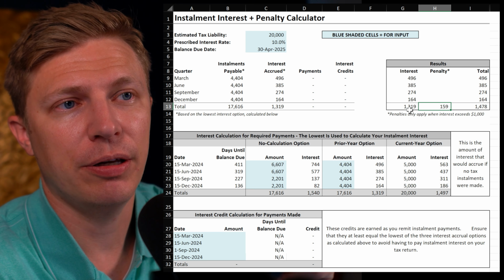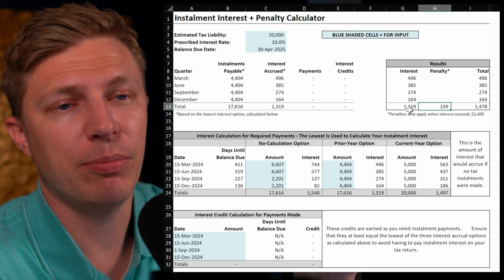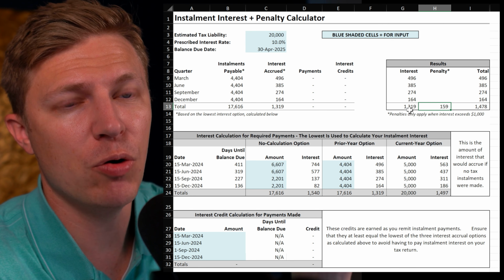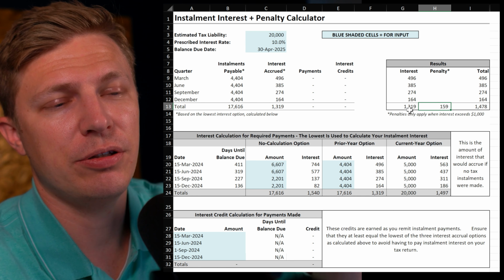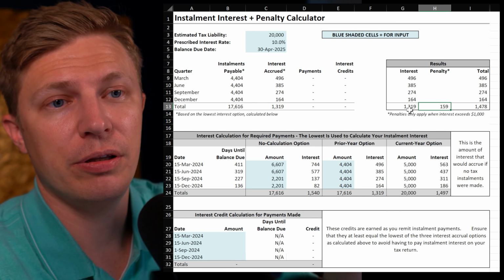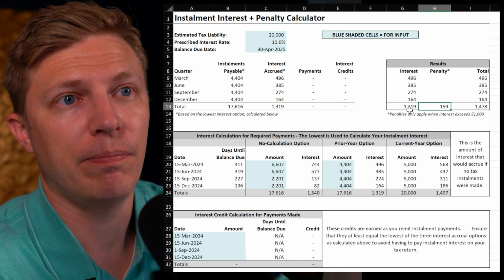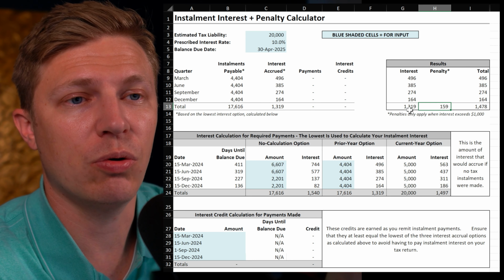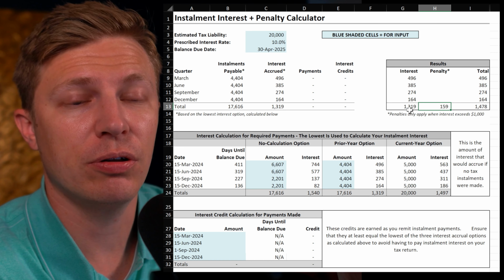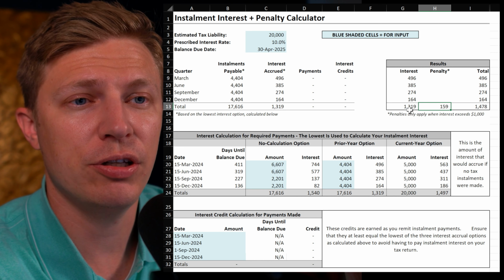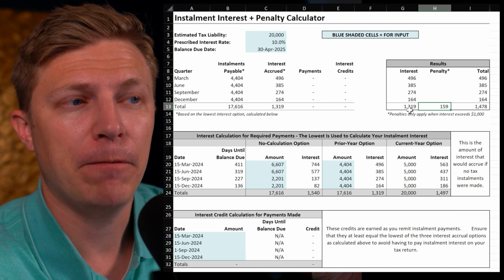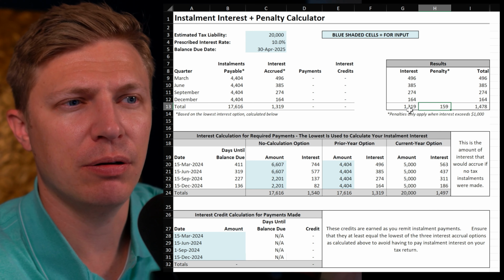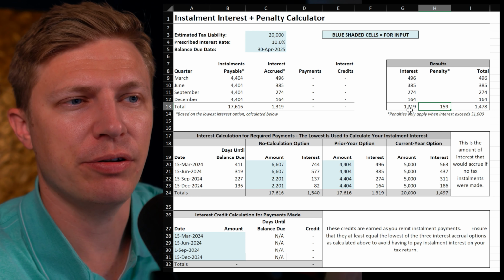But remember, this calculator is only allowing you to input a prescribed interest rate as a single number, and the technically most accurate way to do it is to layer in the prescribed interest rates for each individual quarter as you go. So if the prescribed interest rate is changing throughout the year and you're using this calculator, just be mindful of that, minor consideration, okay?